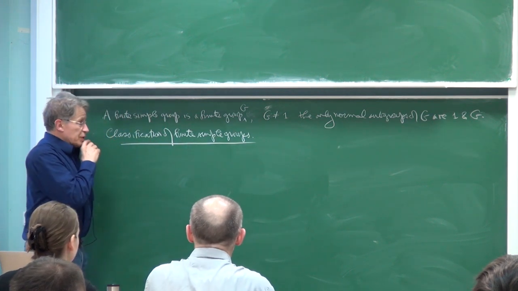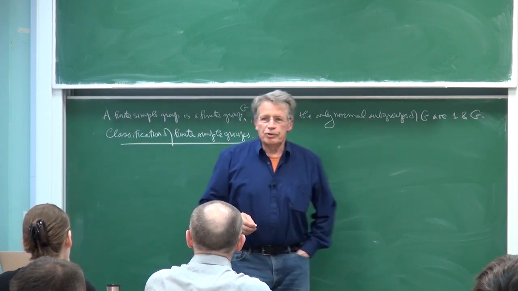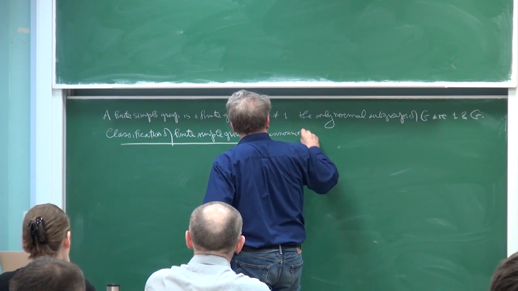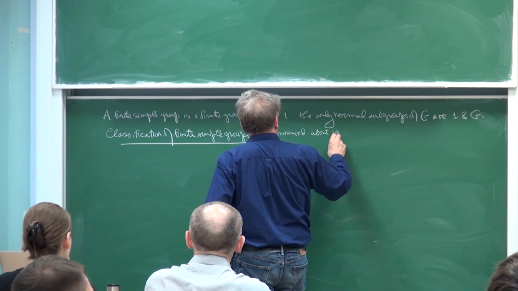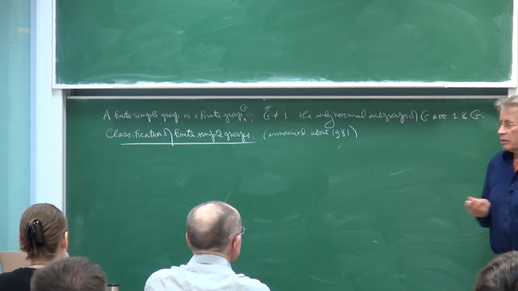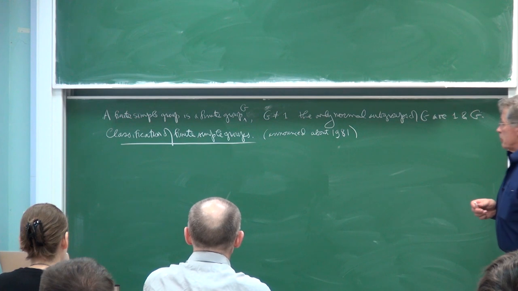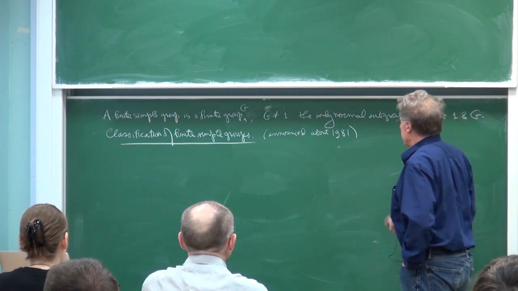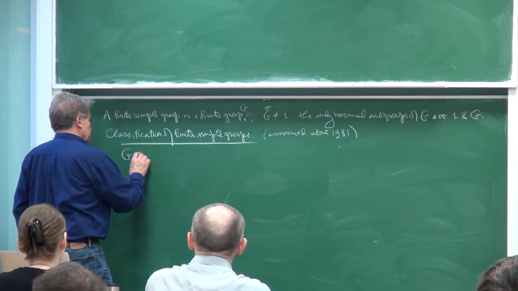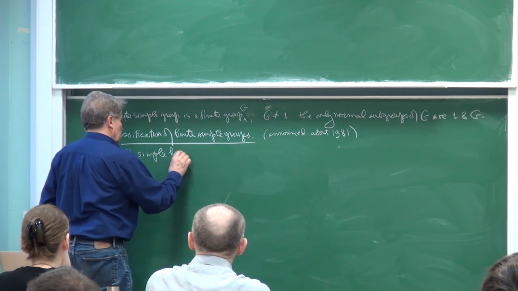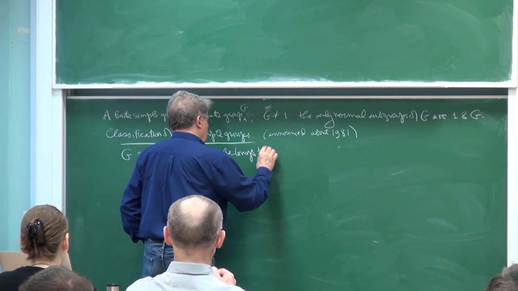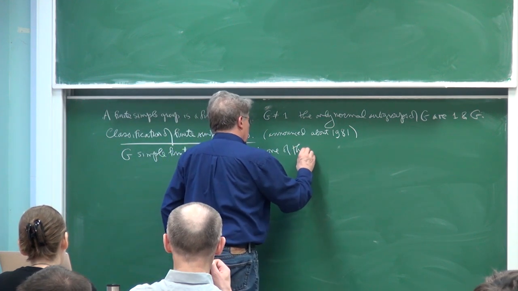And when did this happen? Well, actually, we're not sure. This was announced about, I think, 1981, but not all the proofs were turned in, and some of the proofs were revised, and there were some corrections. But essentially, this is correct, and so the statement goes: G, a simple finite group, belongs to one of these families.